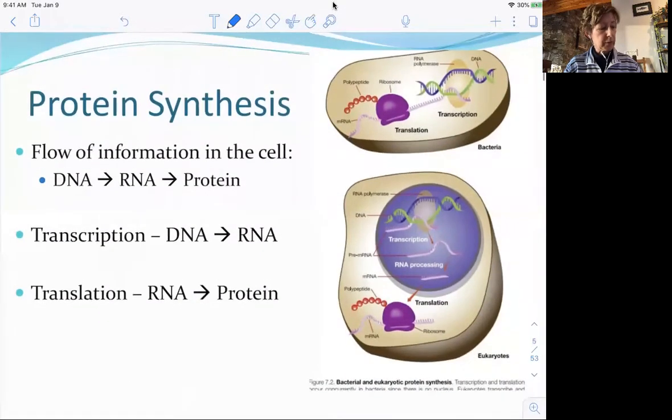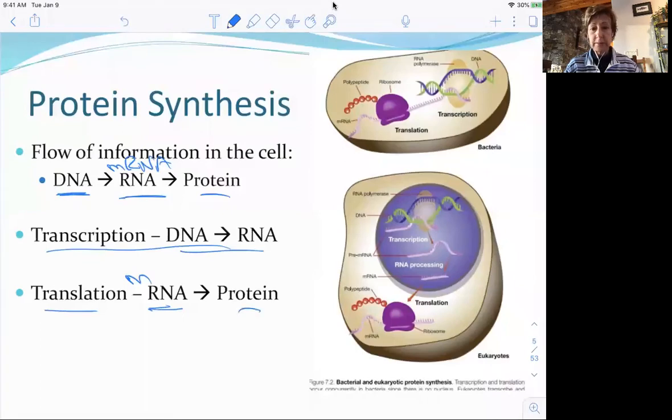So, in the process of protein synthesis, we talked about the flow of information. We take the information in DNA, use that to make RNA. And then, if we have a messenger RNA, we use that then to make protein. The process of taking the information in DNA and using that to make RNA is called transcription. And then, the process of taking the messenger RNA and using that to make a protein is called translation.